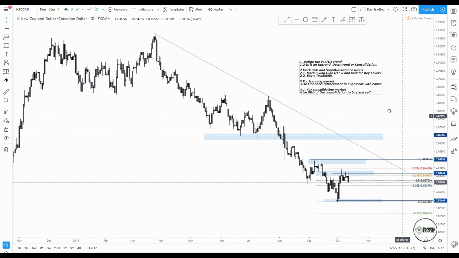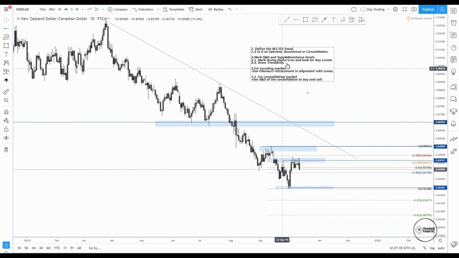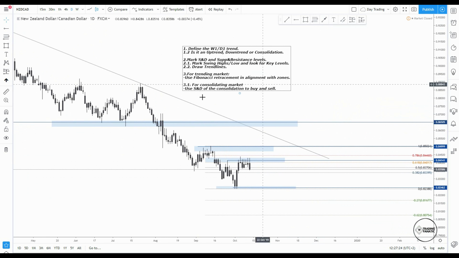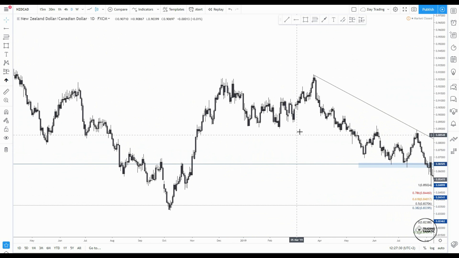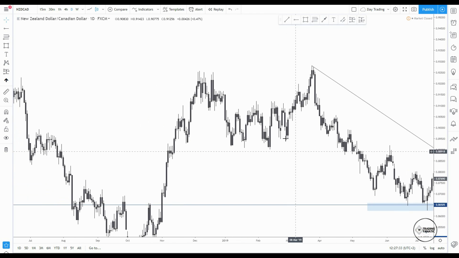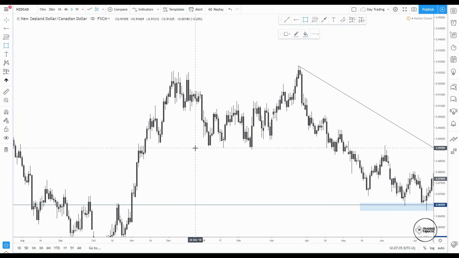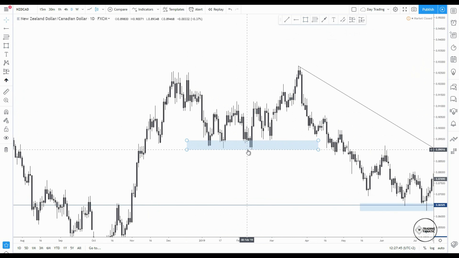And so we applied just a couple of simple things, guys, and you see how perfectly we broke down this chart. So another detail, for consolidating market, you should use supply and demand of the consolidation. So for example, if we quickly take this one, you see where price action is finding support, right, of this consolidation. So this is the zone. So this is the only place you want to be buying.